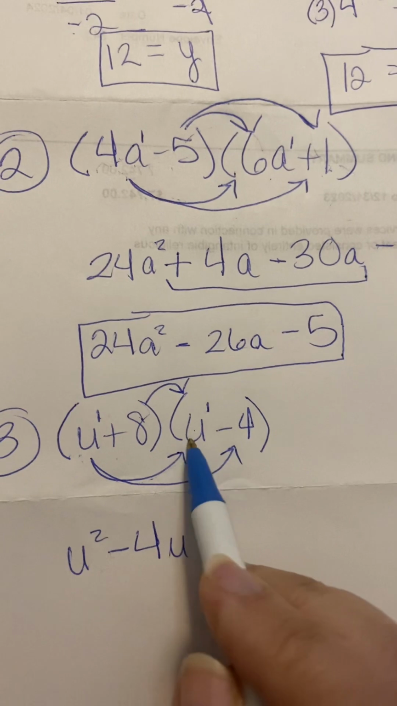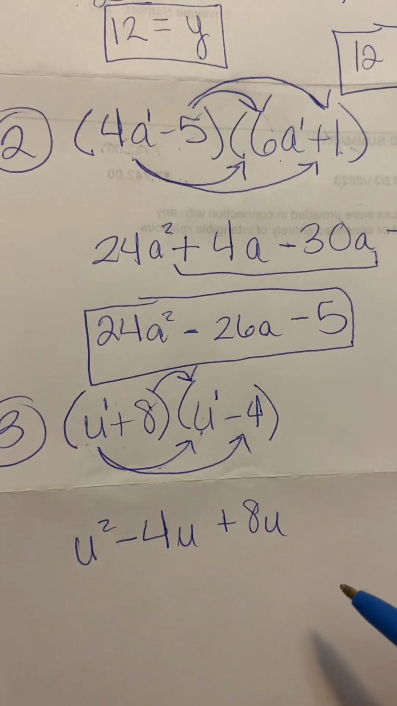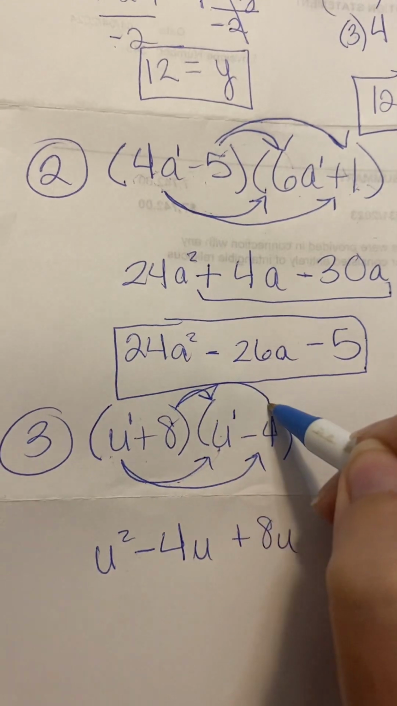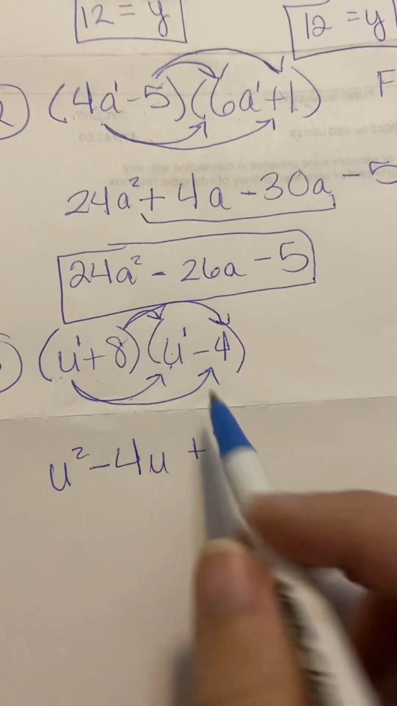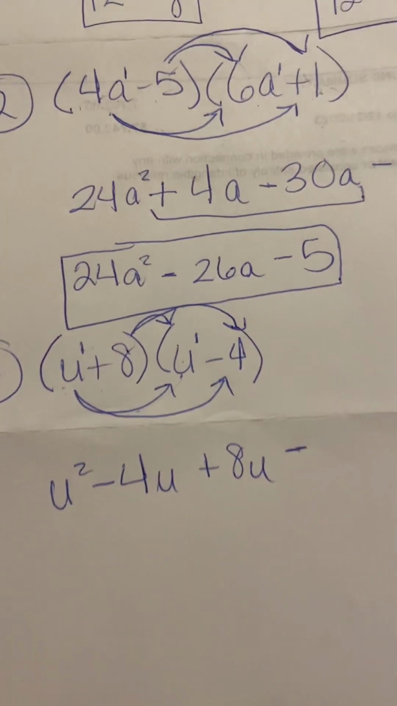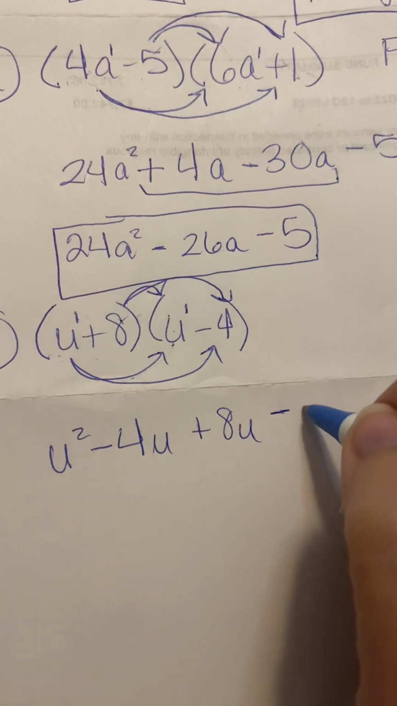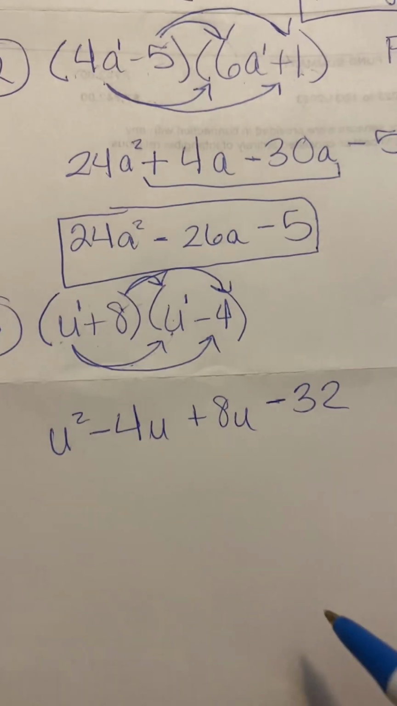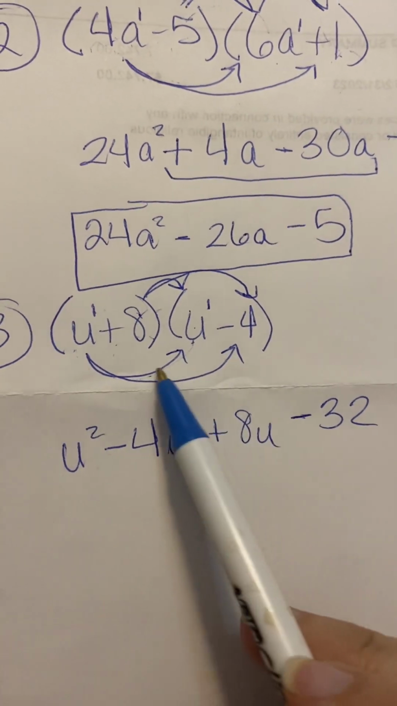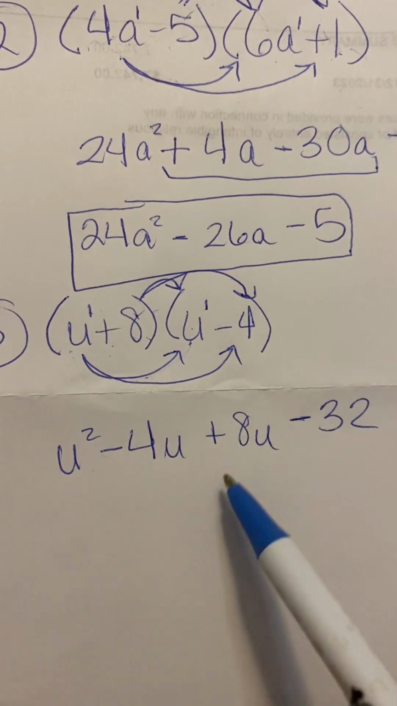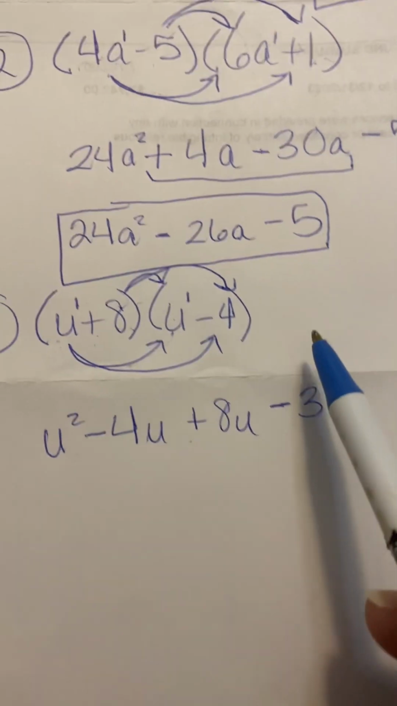Positive 8 times U would be positive 8U. And then positive 8 times negative 4, signs are different, so we're going to make that a negative. And then 8 times 4 is 32. So when we're multiplying integers, if the signs are the same, it's positive. If the signs are different, it's negative.